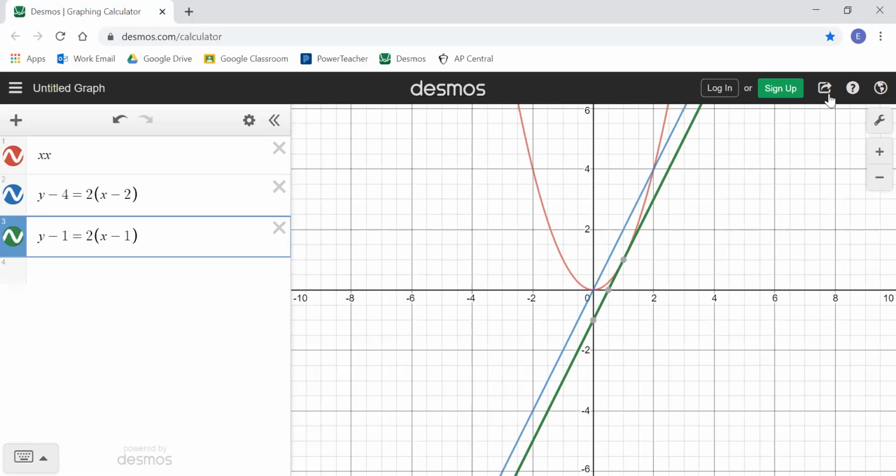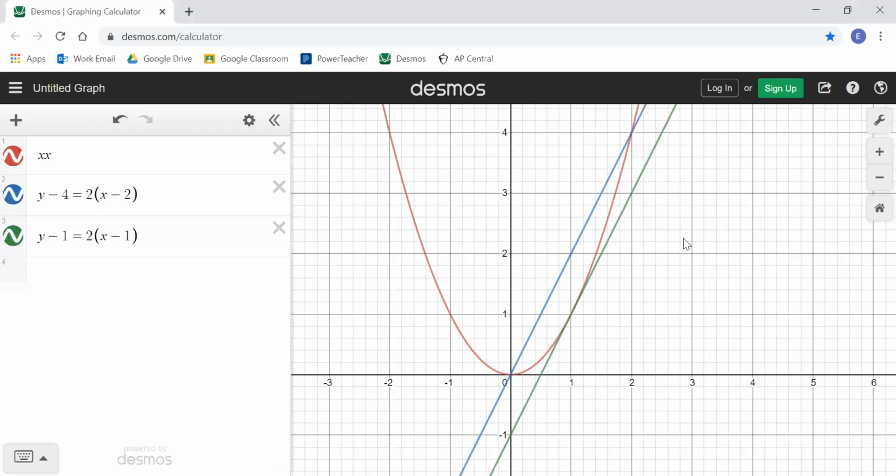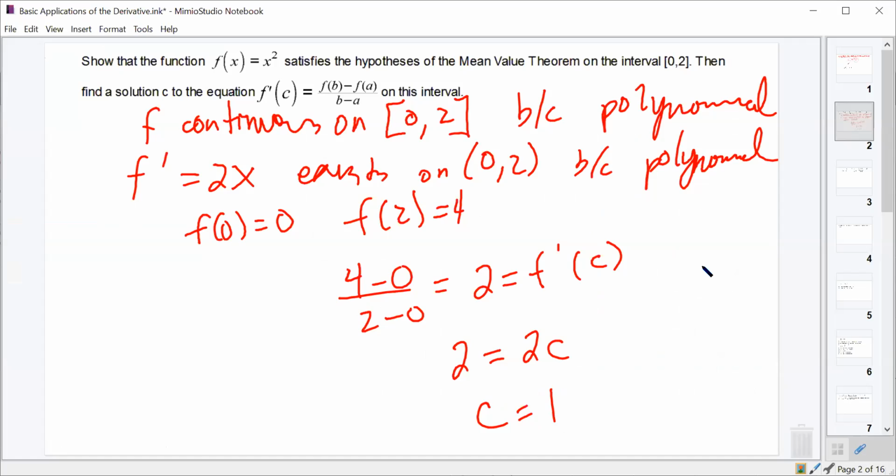And we can see that obviously they have the same slope because we put them in point slope form. But we can see that one is the tangent line and one is the secant line that goes through the origin and the point (2, 4). Everybody good there? Any issues with that?